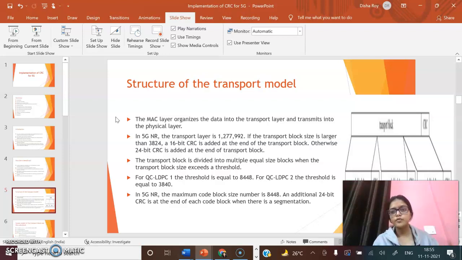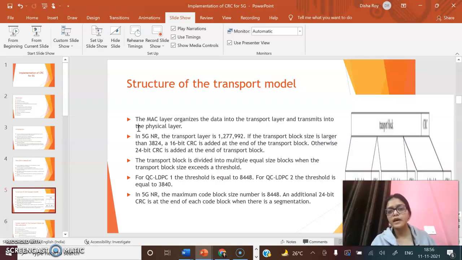If the transport block size is larger than 3824, a 16-bit CRC is added at the end of the transport block. Otherwise, a 24-bit CRC is added at the end of the transport block. Here, by CRC, I mean cyclic redundancy codes.